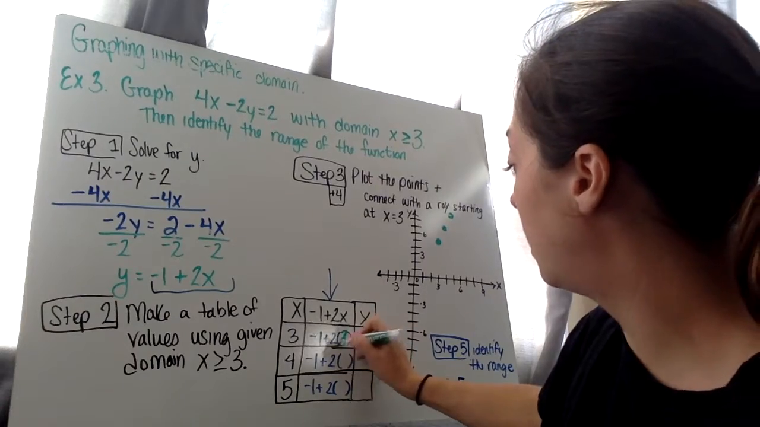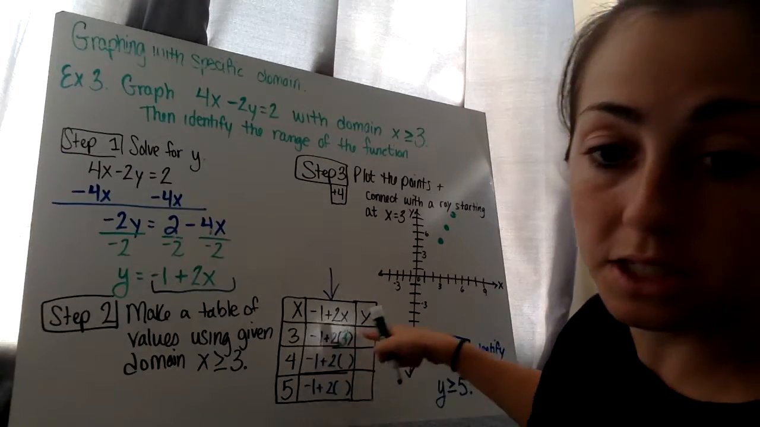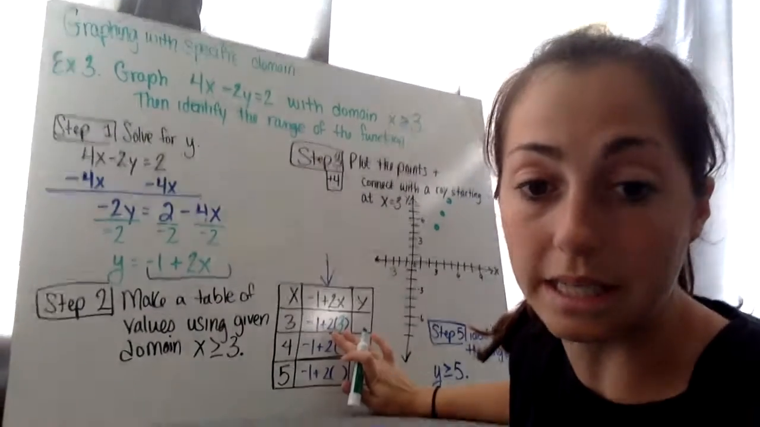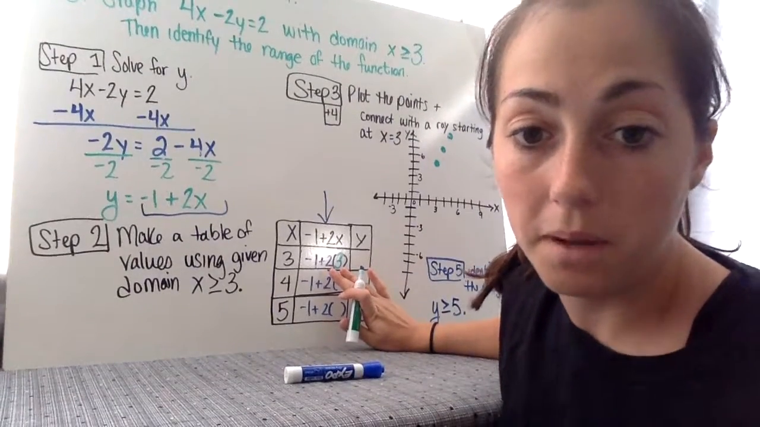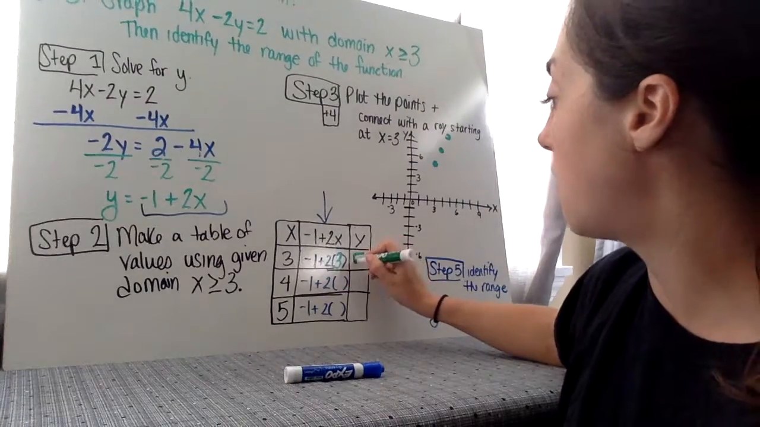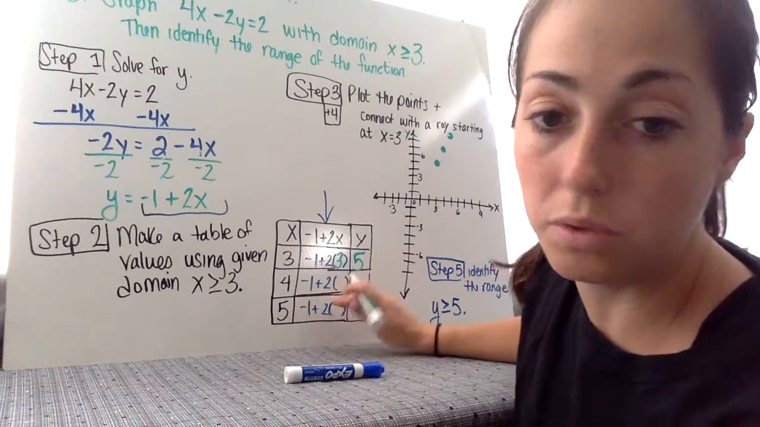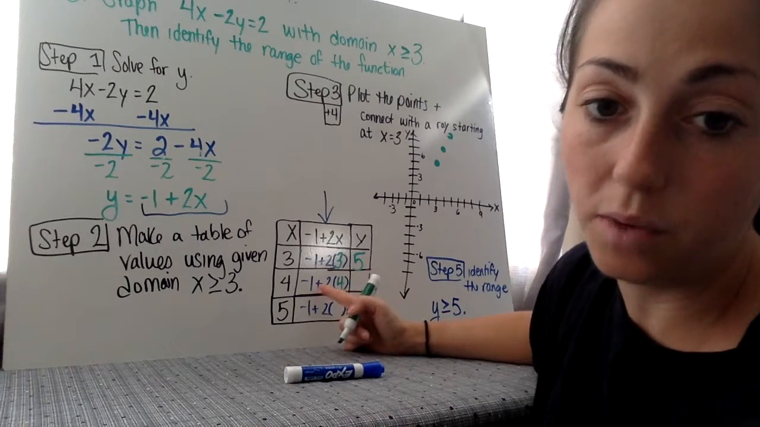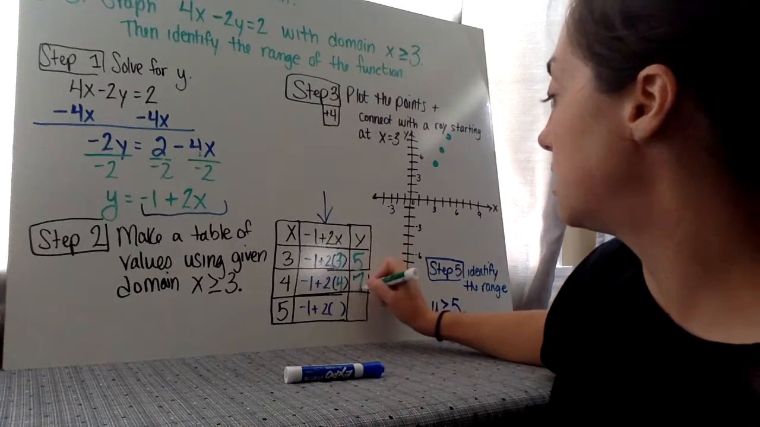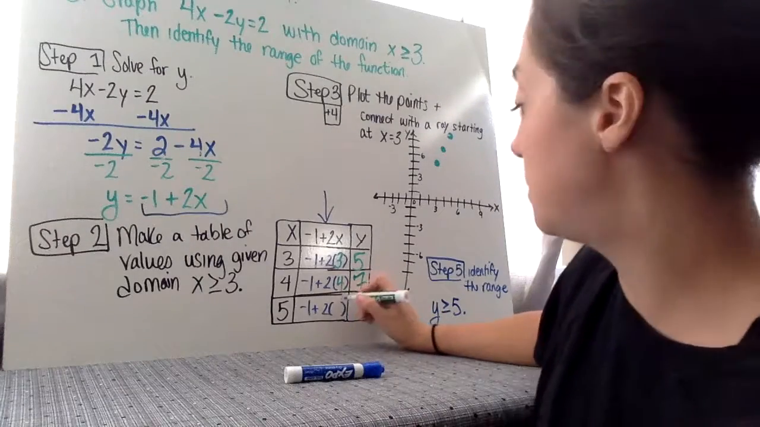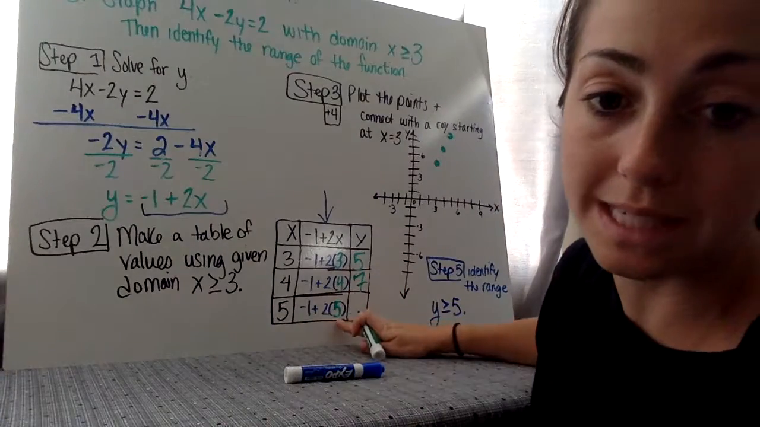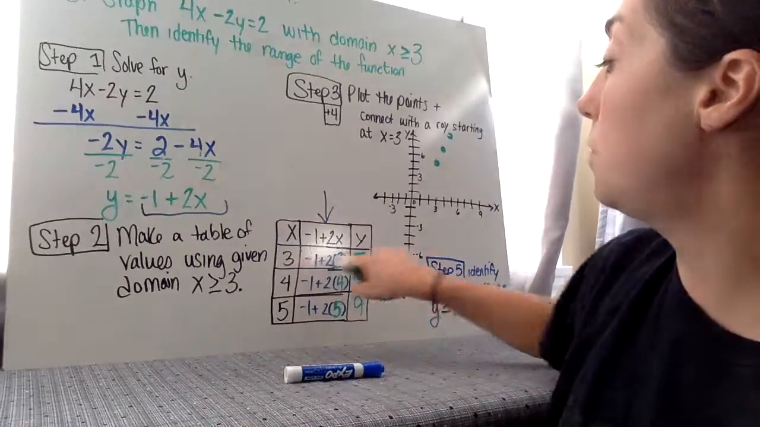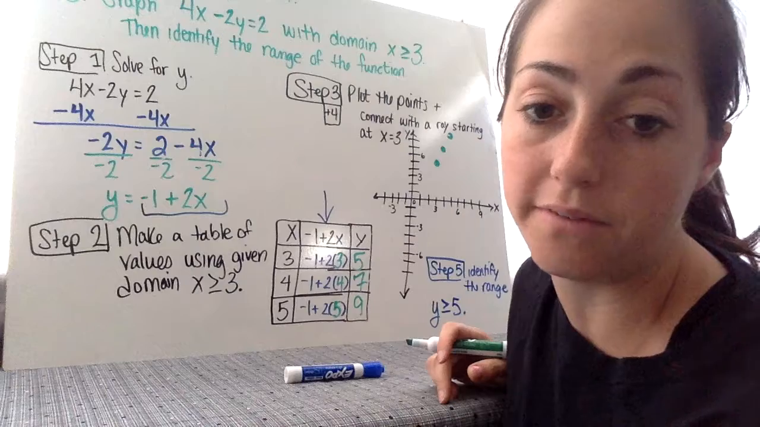Plug in my 3. I have negative 1 plus 2 times 3. Well, first I do 2 times 3. 2 times 3 is 6. Negative 1 plus 6 is 5. Next I do 2 times 4. 2 times 4 is 8. Negative 1 plus 8 is 7. 2 times 5, my next x value, is 10. Negative 1 plus 10 is 9. So now I have 3 ordered pairs: (3, 5), (4, 7), (5, 9).